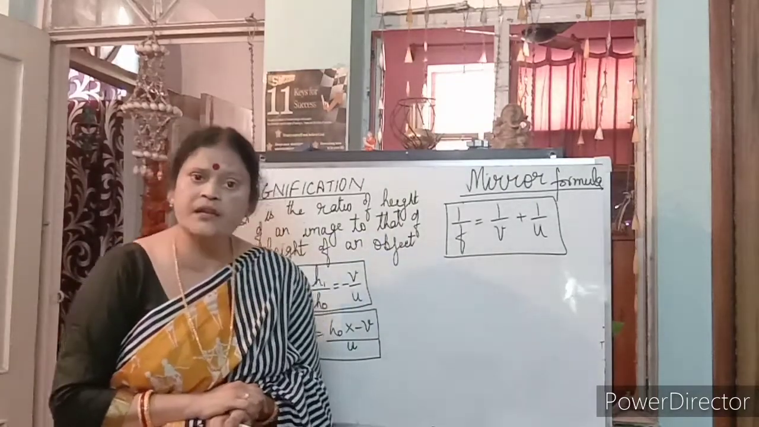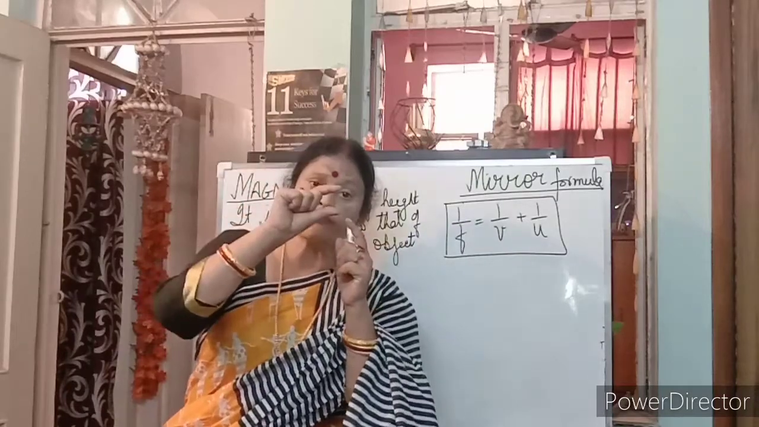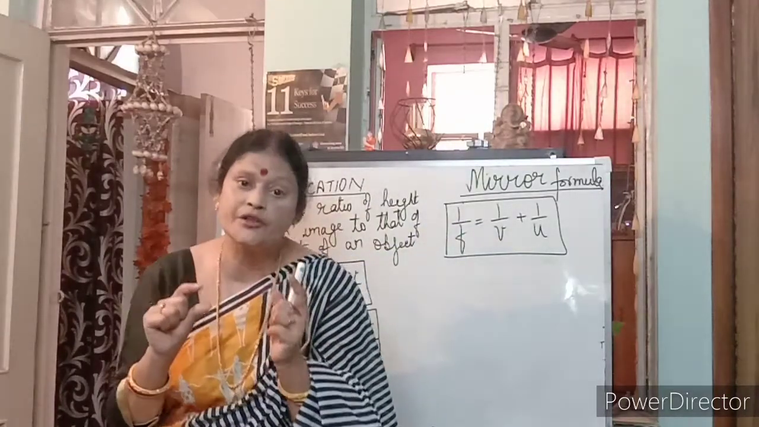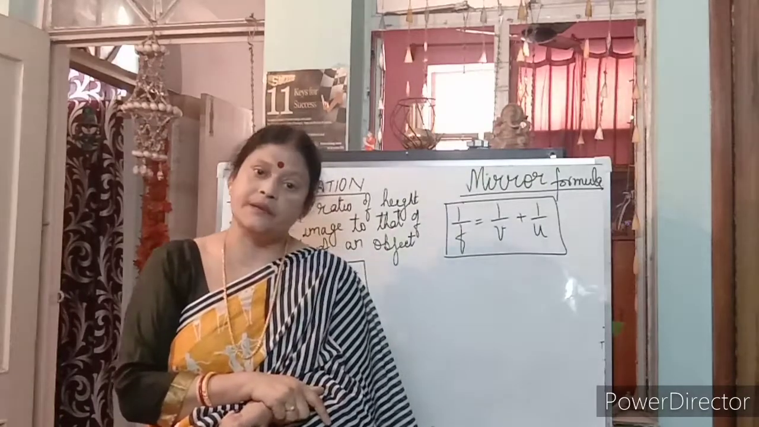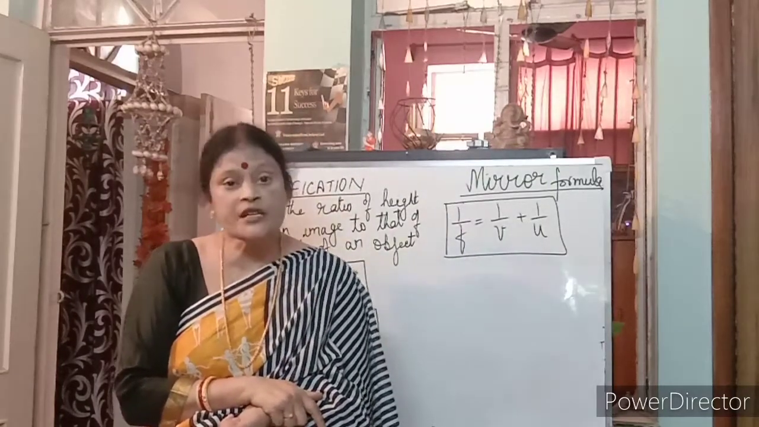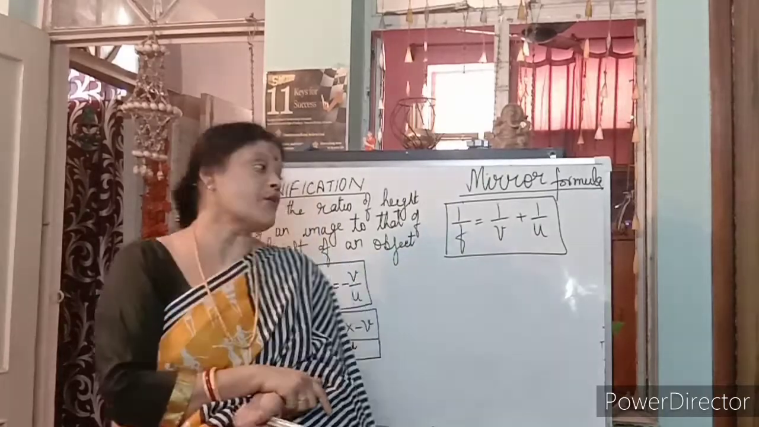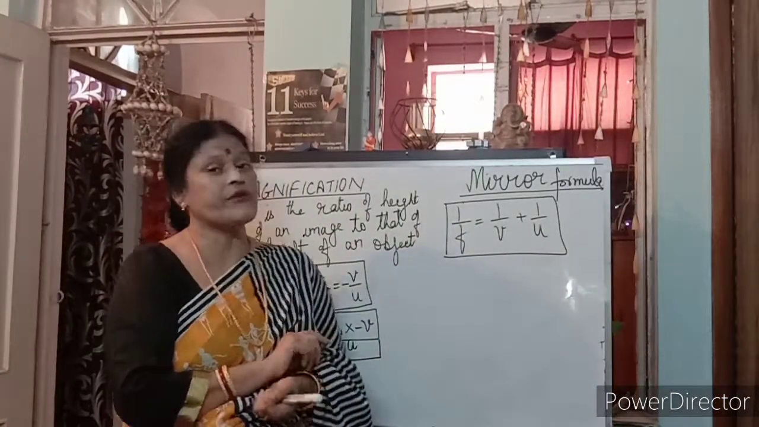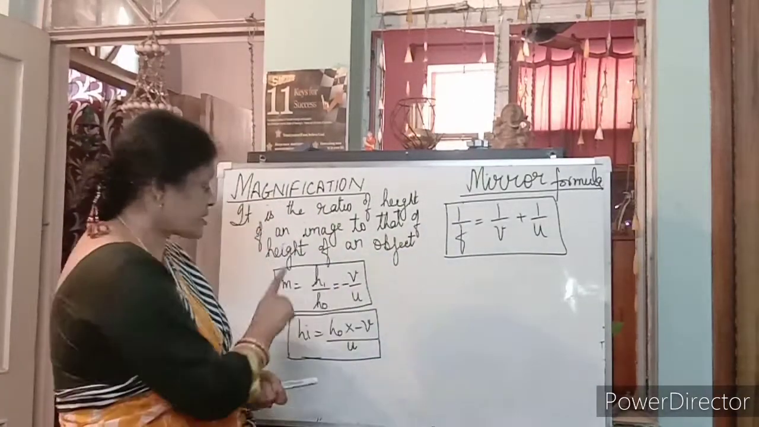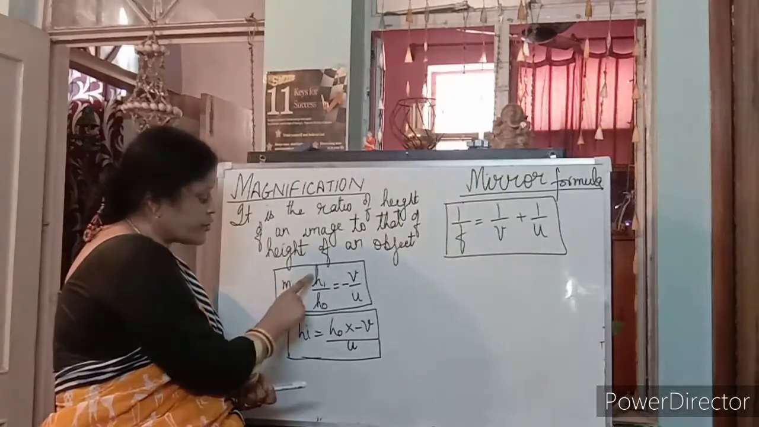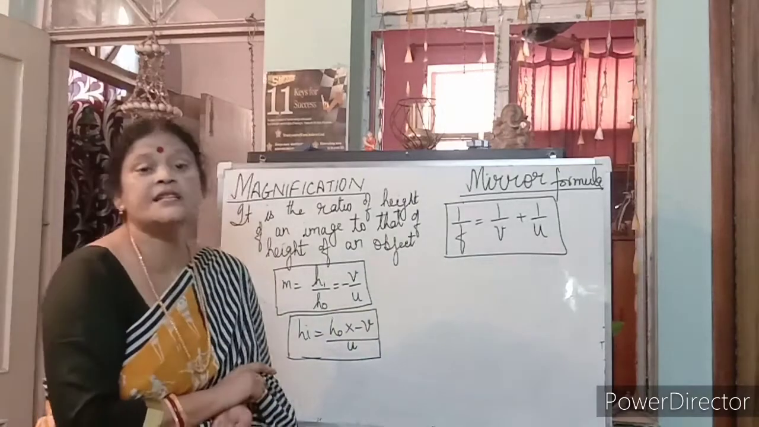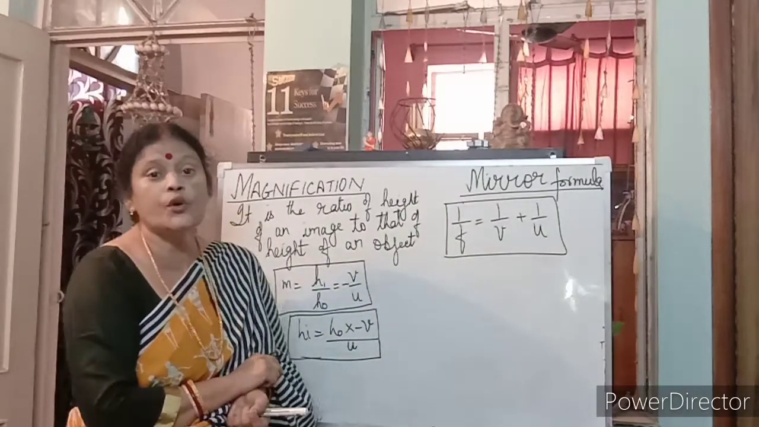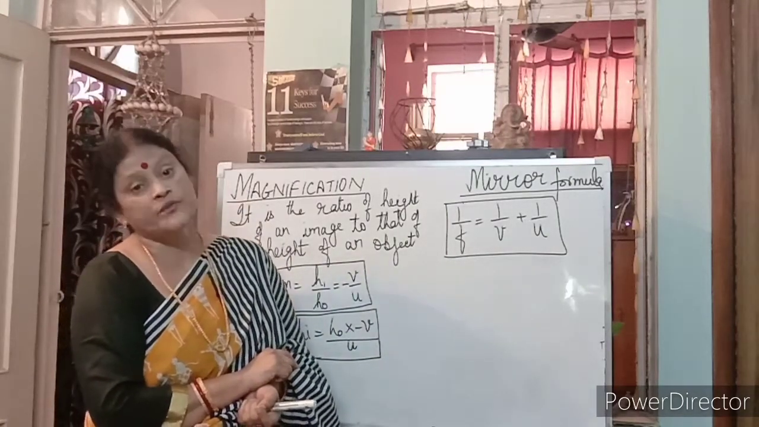In every ray diagram you have seen that the height of the image is different to that of the height of the object, except at the center of curvature, where the size is the same. Clear? So what is magnification? It is the ratio of the height of an image to that of the height of an object. So this is the formula: m is equal to hi upon ho is equal to v upon u. What is v? It is the position of the image. U is the position of the object.